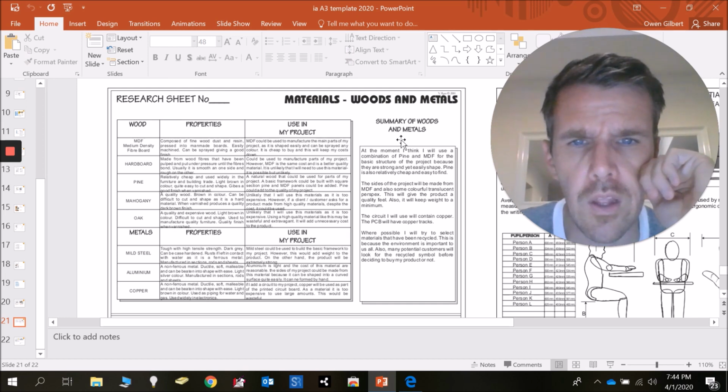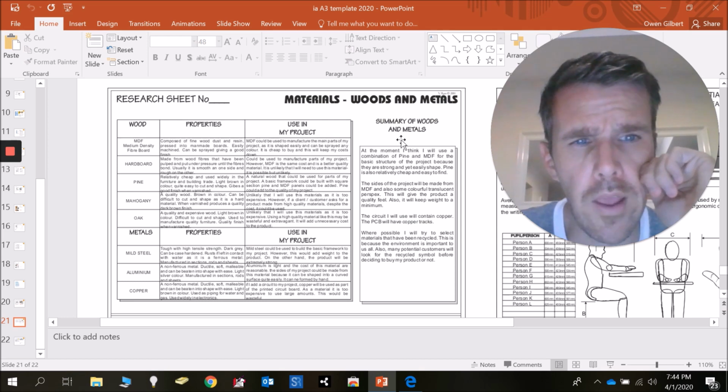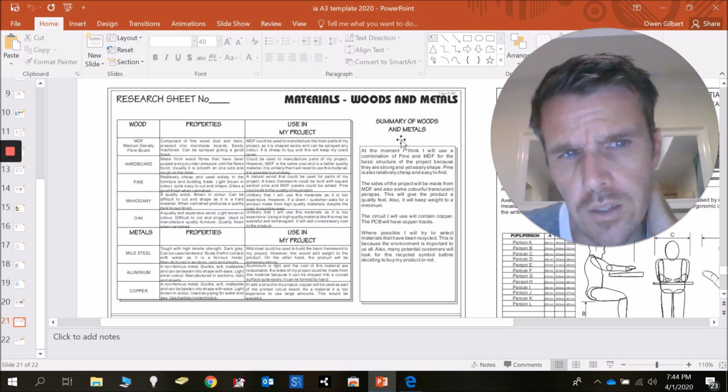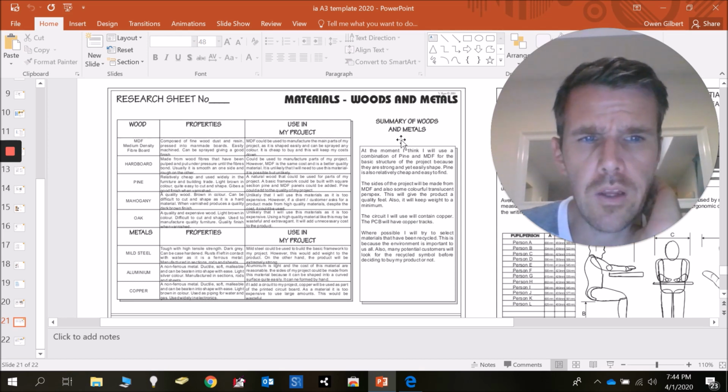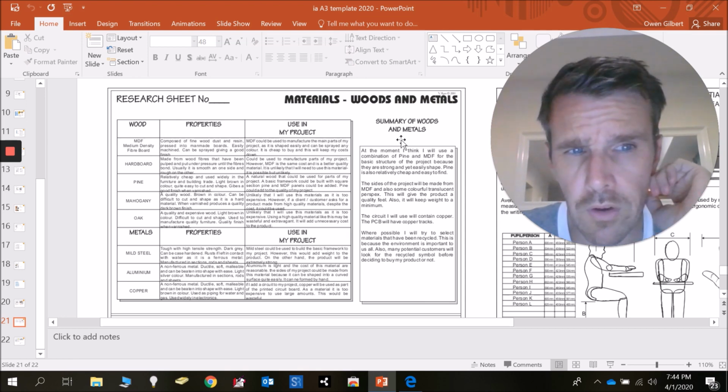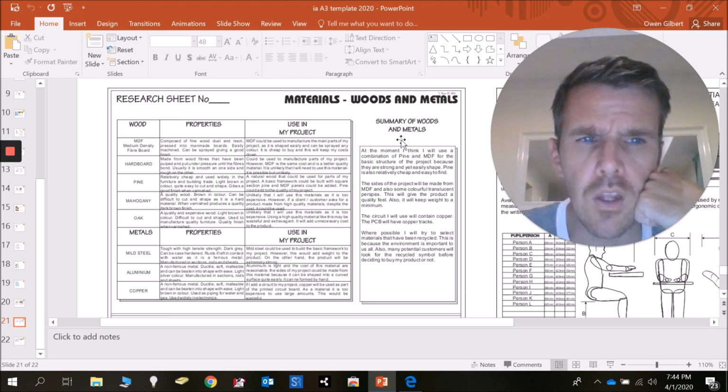So what I'd like you to do is produce a chart similar to this one with some summary at the end, and then this needs to go onto the materials page in the appendix of your IA. Once you've done that, please upload it and I will mark it, and we'll be continuing with more research next week, thinking about the client.